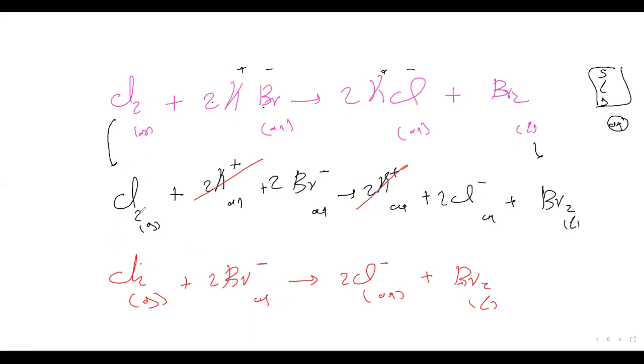Cl2 as a gas, as it is. Br2 as a liquid, as it is. 2K positive plus 2Br negative. 2K positive plus 2Cl negative. 2K positive is 2K positive, cancel each other. So Cl2 as a gas plus 2Br negative aqueous gives 2Cl negative aqueous plus Br2 as a liquid.